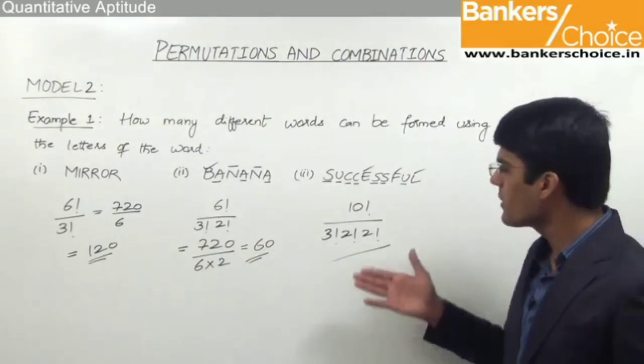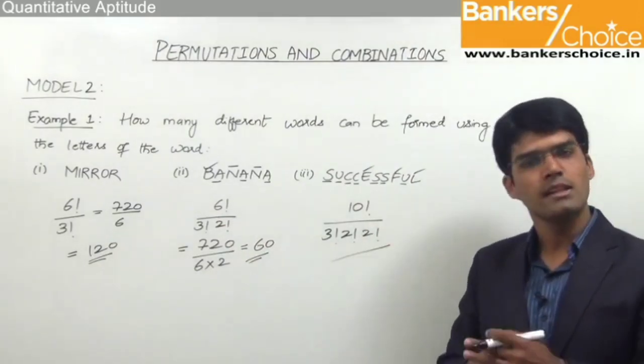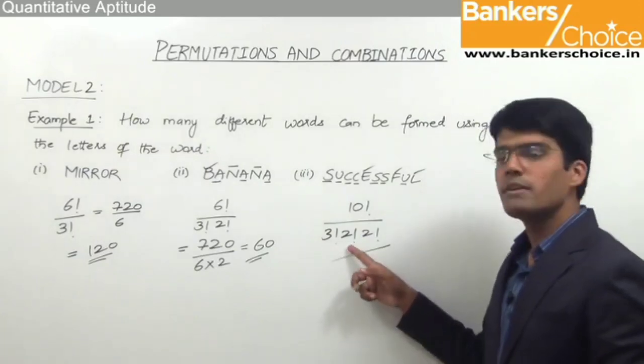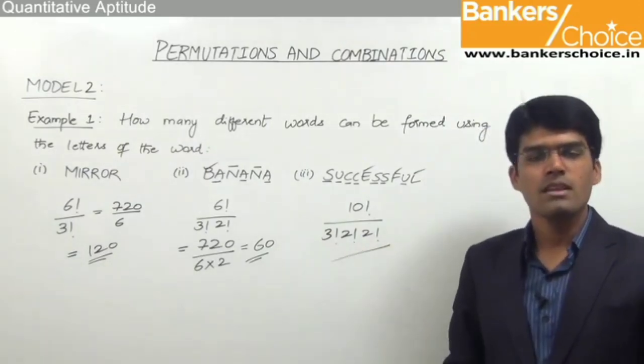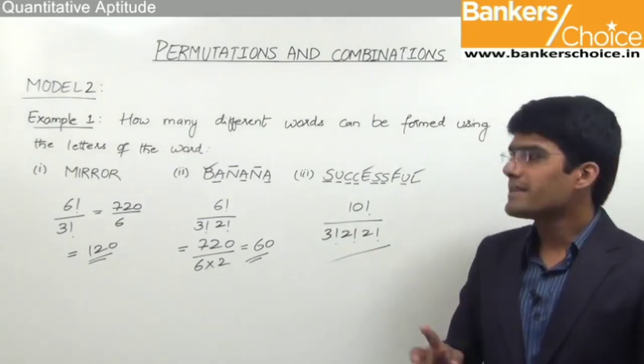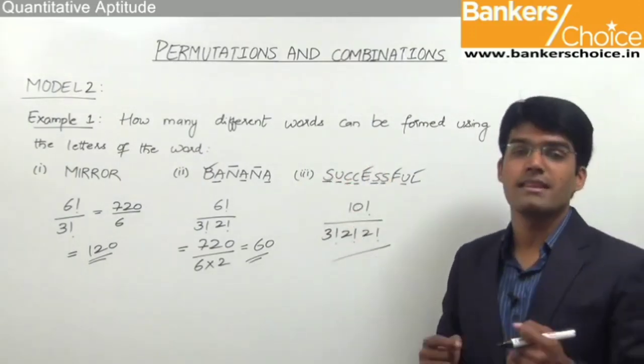So if simplification is required, you can proceed for the calculation. Otherwise, the answer can be taken as 10 factorial divided by 3 factorial into 2 factorial into 2 factorial. So this is how we solve questions when there is a repetition of objects. A similar kind of question can also be asked in case of digits.